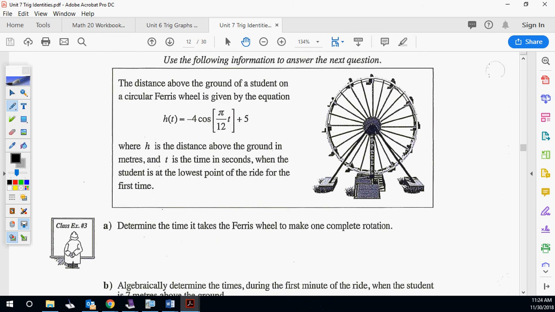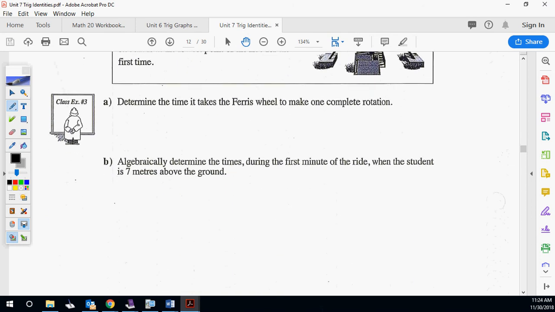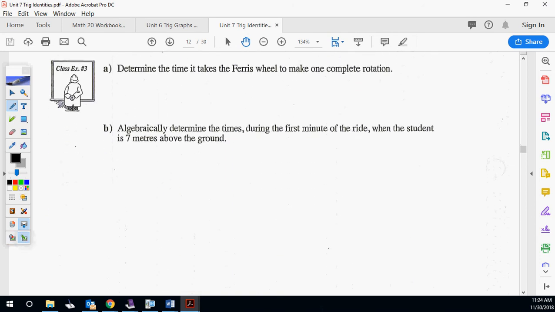The distance above the ground of a student on a circular Ferris wheel is given by this equation. Obviously we need the plus 5 so we don't hit the ground. That's not fun. So h equals negative 4 cosine pi over 12 t plus 5, where h is the distance above the ground in meters and t is the time in seconds when the student is at the lowest point of the ride for the first time. Determine the time it takes for the Ferris wheel to make a complete rotation.